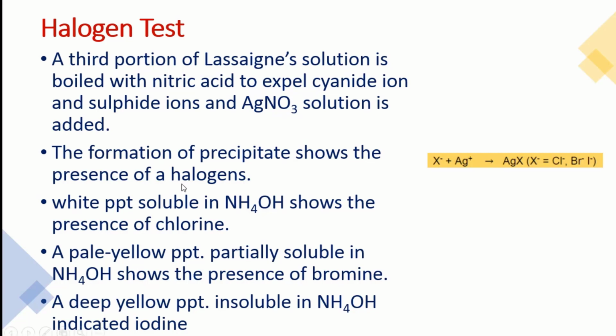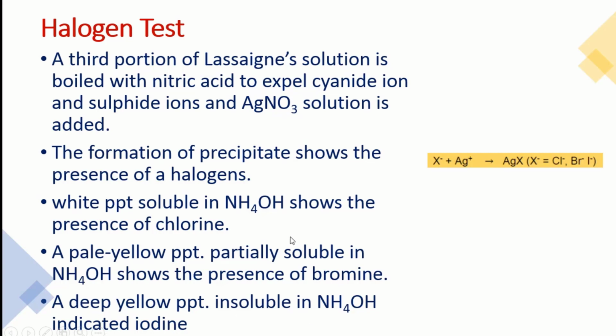If there is a white precipitate, soluble in ammonium hydroxide, it shows the presence of chlorine. If the precipitate is pale yellow, partially soluble in ammonium hydroxide, it shows the presence of bromine. And a deep yellow precipitate, insoluble in ammonium hydroxide, indicates iodine.